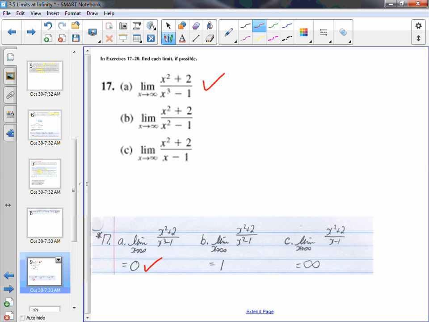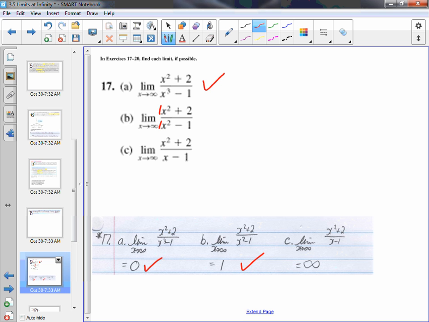Then for part B, finding the limit of (x squared plus 2) over (x squared minus 1) as x approaches infinity, you should notice that the degree of the numerator is equal to the degree of the denominator. According to our guidelines, the limit is going to equal the ratio made from the lead coefficients. In other words, the coefficient on the x squared over the coefficient on the other x squared. 1 over 1 is 1.